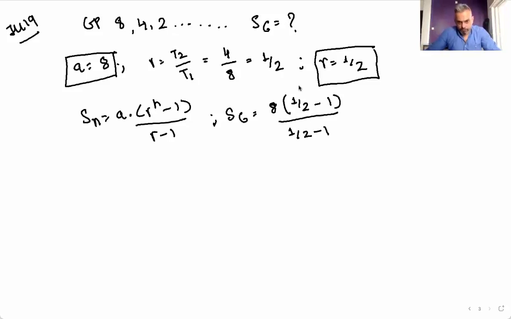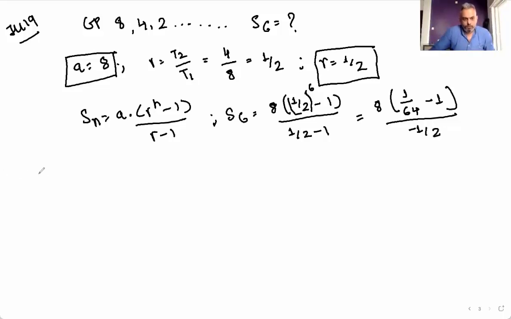1 by 2 raised to 6, so you write this in bracket, minus 1 upon 1 by 2 minus 1, which is equal to 8 into 1 by 2 is 1 upon 2 raised to 6, which is equal to 64, minus 1 upon 1 by 2 minus 1 is 2 ones are 2, 1 minus 2 is minus 1 by 2, which is equal to 8 into 1 minus 64 into 1.